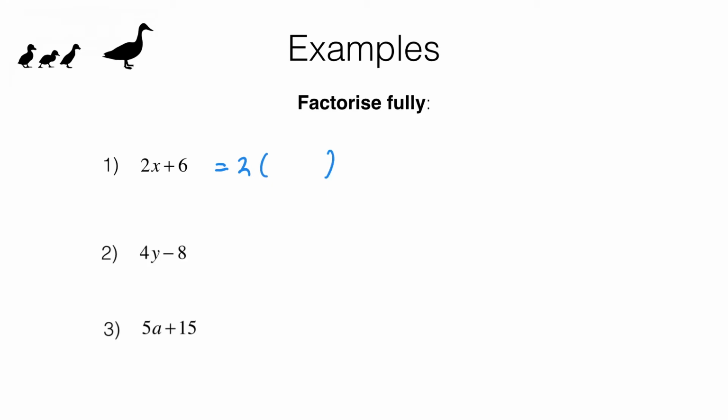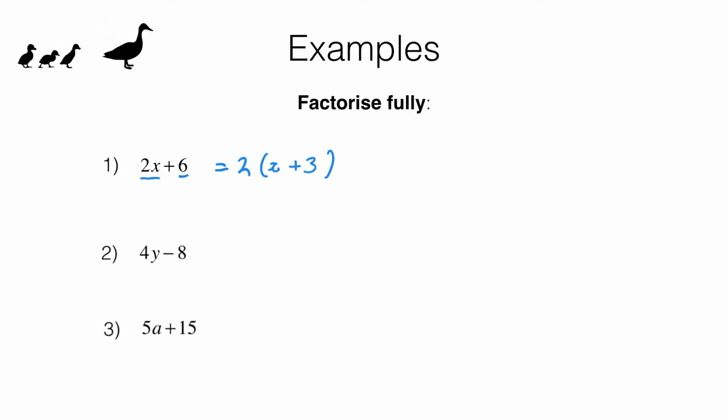Okay, and then I have to think, well, what do I multiply 2 by to make 2x? Well, that would be x. Okay, and what do I multiply 2 by to make 6? Well, that would be 3. It'd be positive 3. So I'm going to write plus 3.